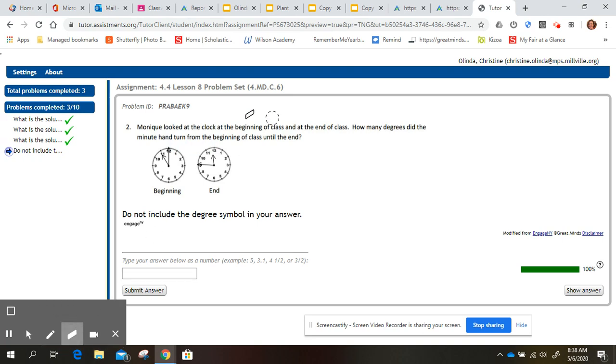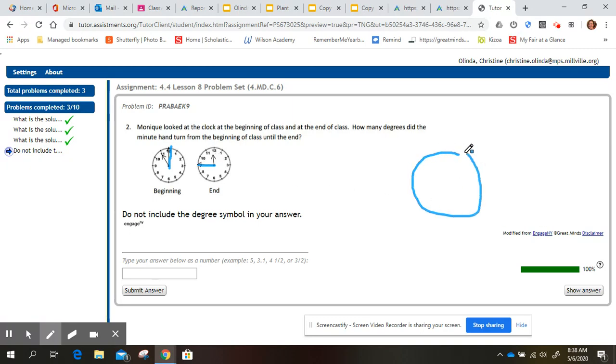All right, and so this is a new set of problems. Monique looked at the clock at the beginning of class and at the end of class. How many degrees did the minute hand turn from the beginning of class until the end? This is the minute hand. So the hour hand points at 11, the minute hand points at 12, which is 11 o'clock. And then still almost at 12, it's 11:45.